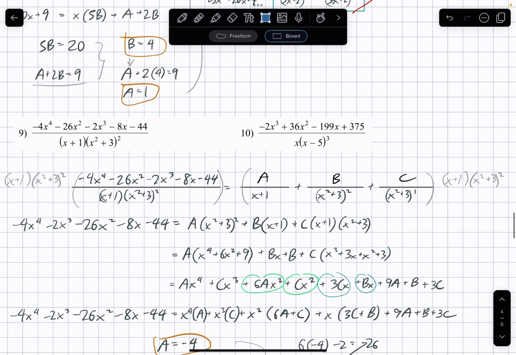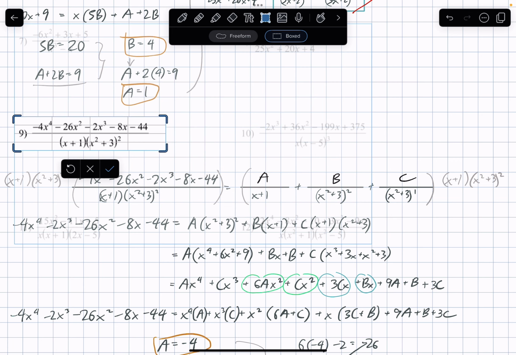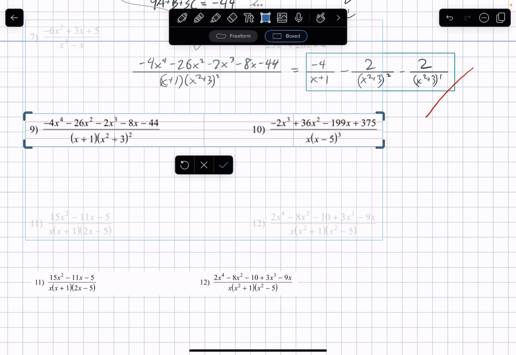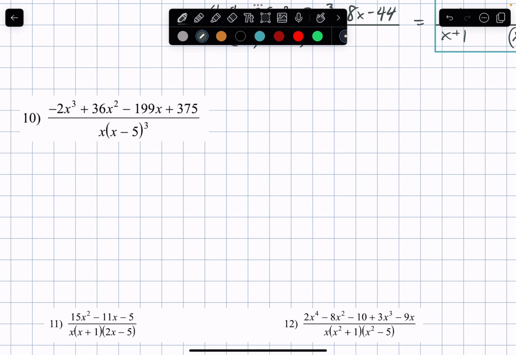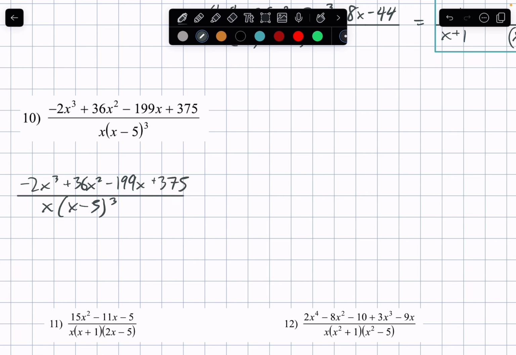Let's answer number 10. Okay. So we have an x, we have a raised to 3, a raised to 2, and a raised to 1. So we have 4 variables to look for, a, b, c, and d.